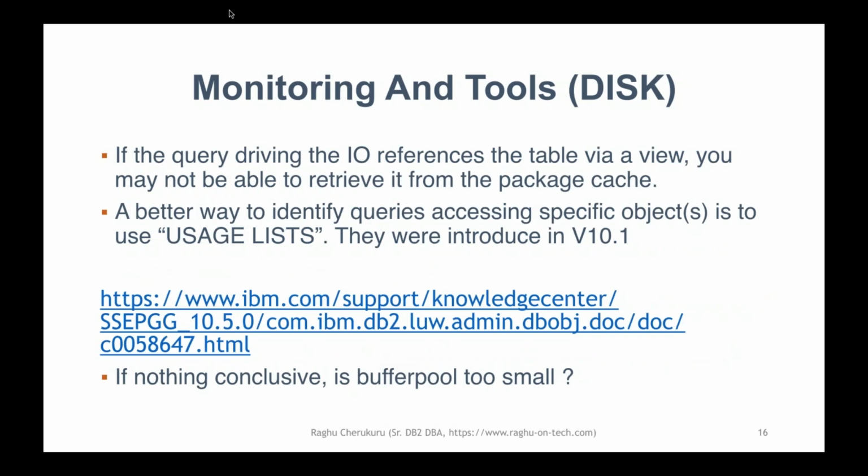And another thing that I noticed is with MON_GET_PKG_CACHE_STMT. If your I/O is being driven by a view, you may not be able to find that in the package cache statement, because MON_GET_TABLE is saying that this specific table is driving the I/O, but if somebody is referencing the table through a view, you might need a different way to capture those SQL statements. So this is where usage lists will really help you. They were introduced in 10.1.